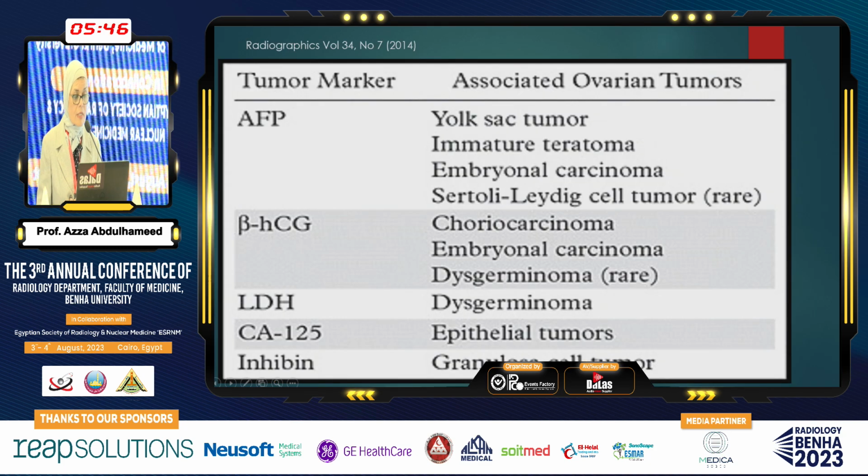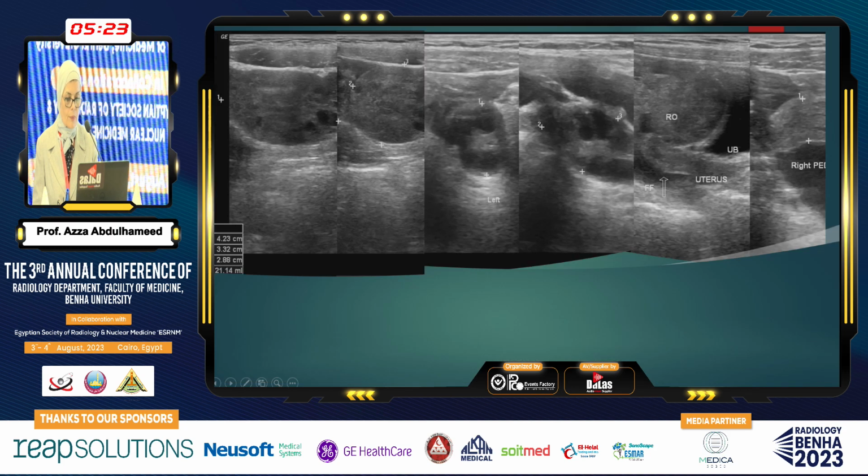So tumor markers can help us in differentiating between all these tumors: alpha-fetoprotein in yolk sac tumor and immature teratoma, beta subunit in choriocarcinoma, LDH in germinoma. Remember D with D: LDH in germinoma, and dark septa. That's the 3rd D. CA125 in epithelial tumors, inhibin in the granulosa cell tumor.